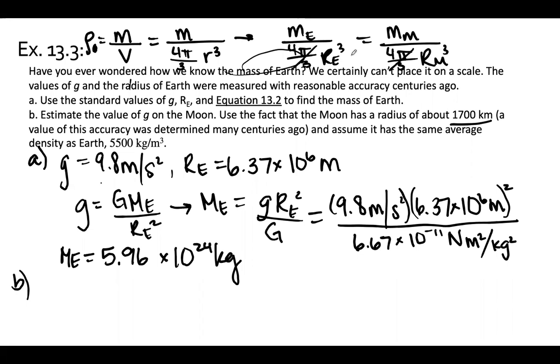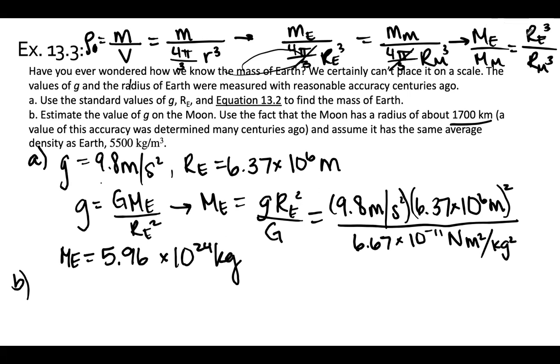Or we can say that these ratios are going to be equal. So the mass of the Earth over the mass of the moon is equal to the radius of the Earth cubed over the radius of the moon cubed. Why did we care about that? Well, we don't know the mass of the moon, and we need that in order to solve this equation here.